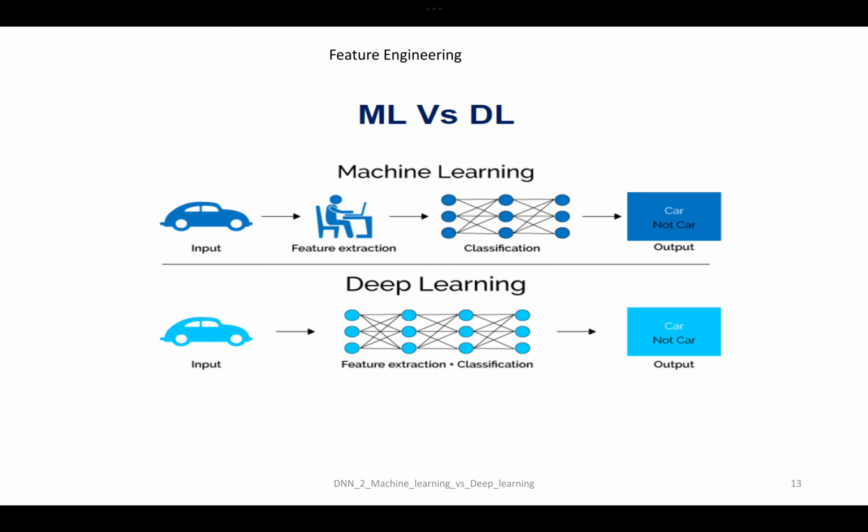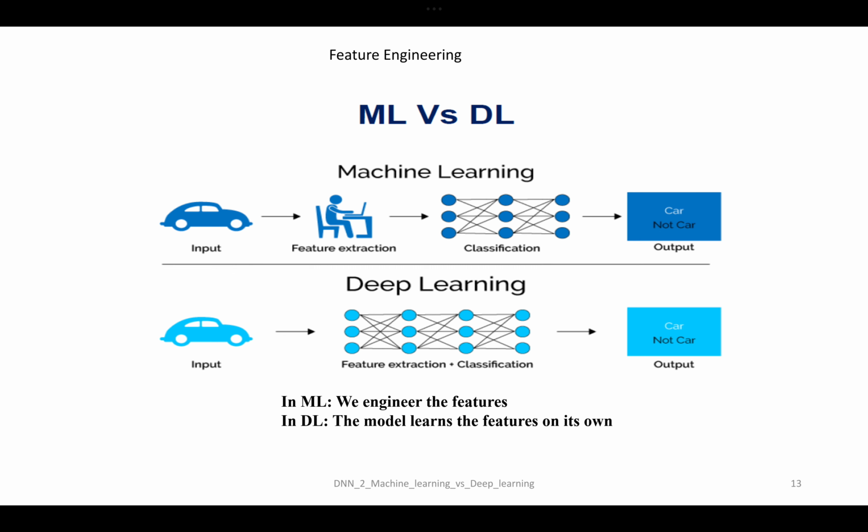Now look at the bottom half, deep learning. Again, the car image comes in, but now there's no human in the middle. The deep learning model itself handles both the feature extraction and the classification. It learns what features are important on its own so that we don't have to manually tell it what to look for. So, in short, with ML, you do the feature engineering. With deep learning, the model does it for you.